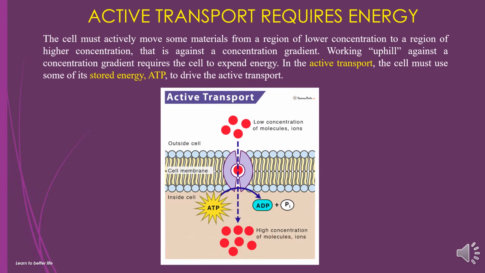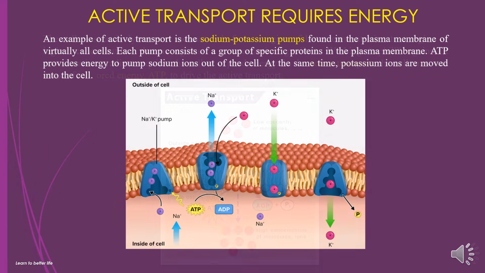The cell must actively move some materials from a region of lower concentration to a region of higher concentration, that is, against a concentration gradient. Working uphill against a concentration gradient requires the cell to expend energy. In active transport, the cell must use some of its stored energy, ATP, to drive the active transport. An example of active transport is the sodium-potassium pumps found in the plasma membrane of virtually all cells.